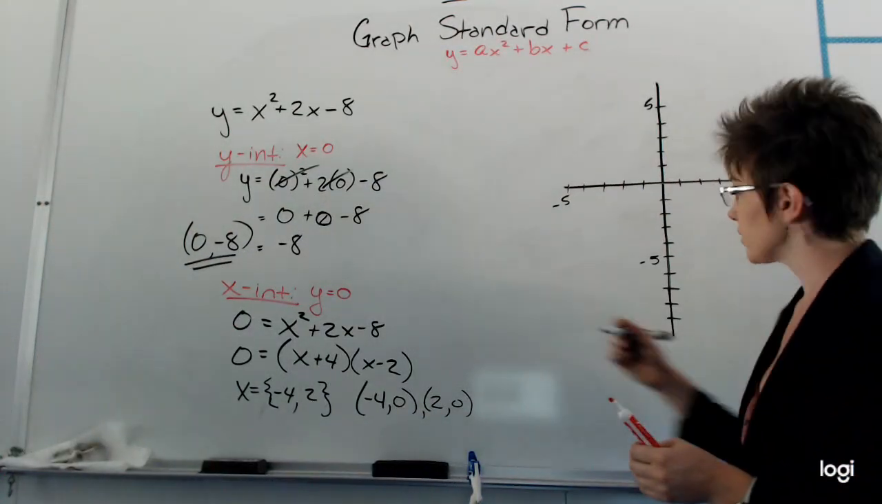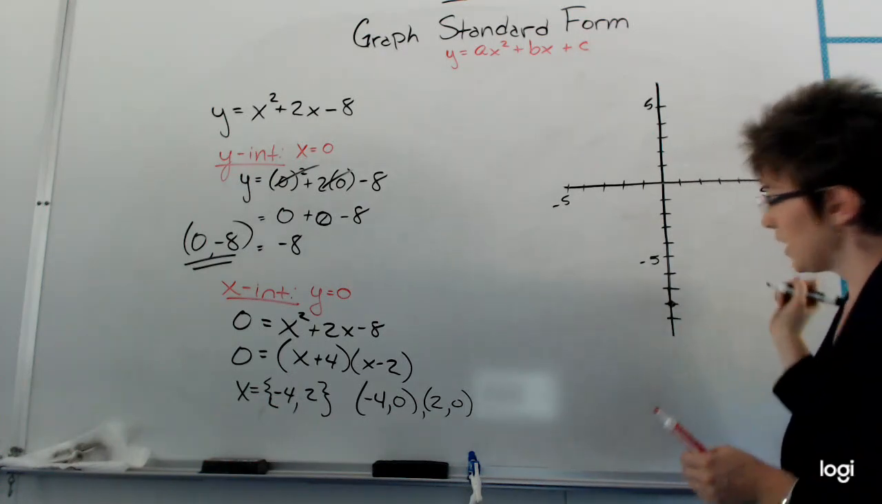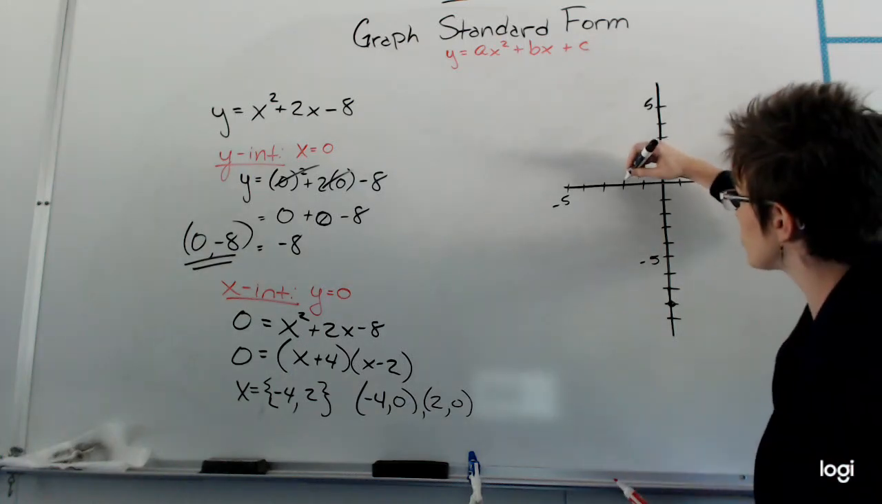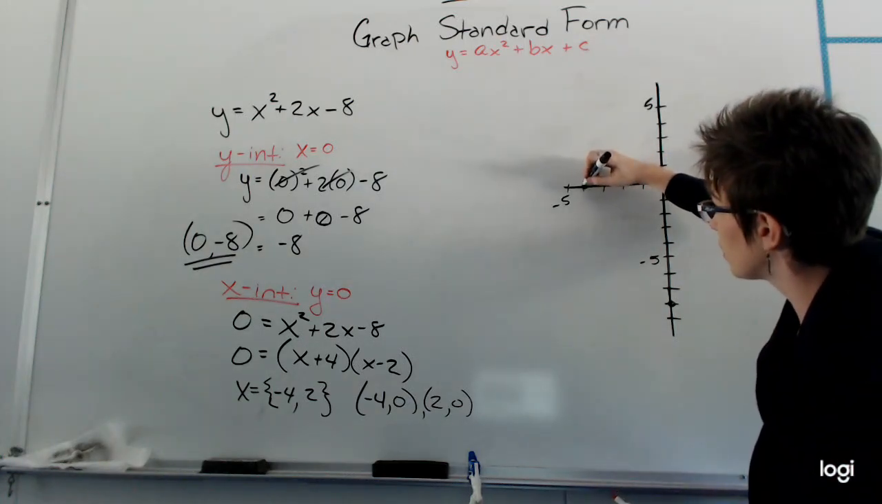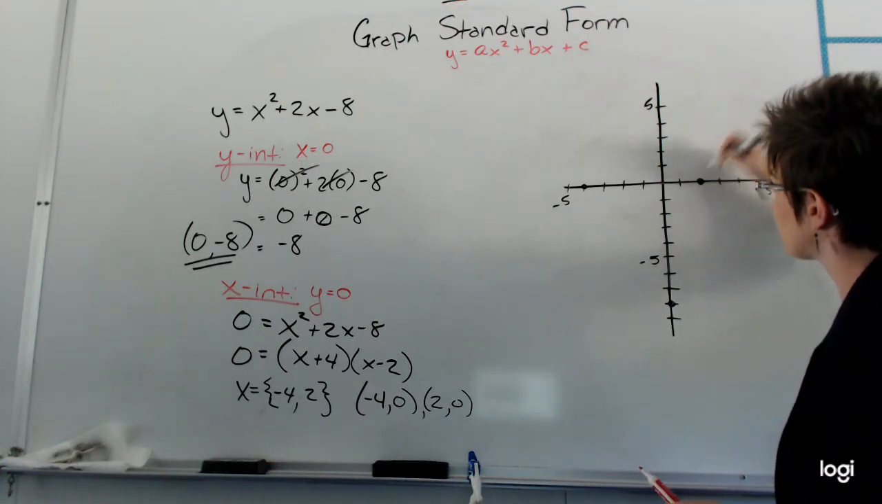So my y-intercept is down here at negative 8, so 6, 7, 8. And my x-intercepts exist at negative 4, so 1, 2, 3, 4, and positive 2 right here.